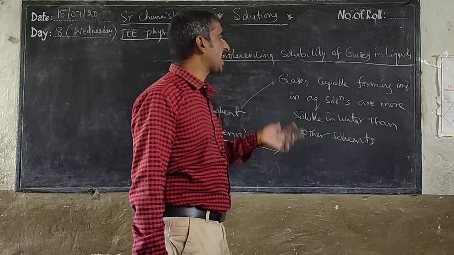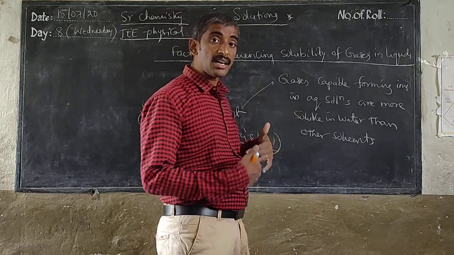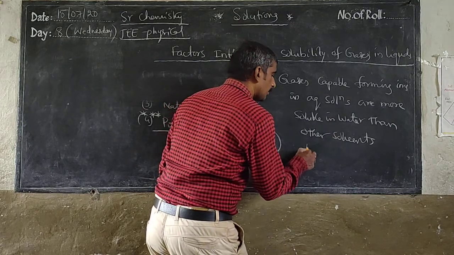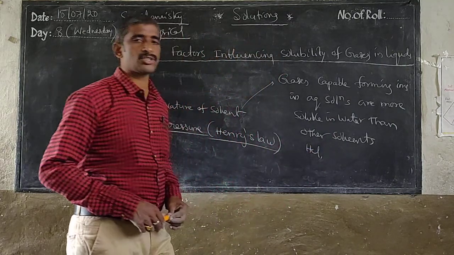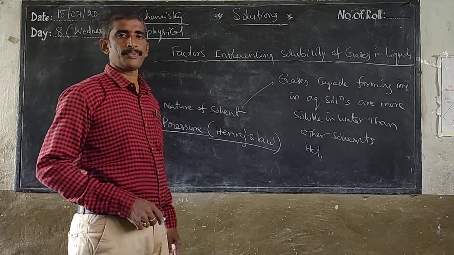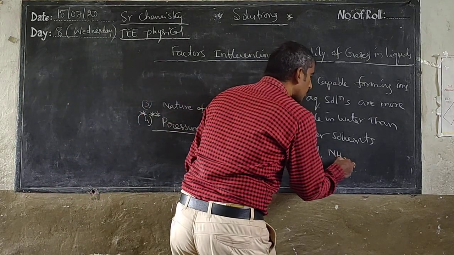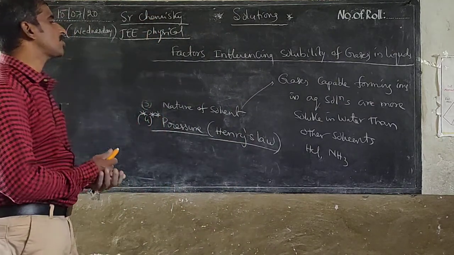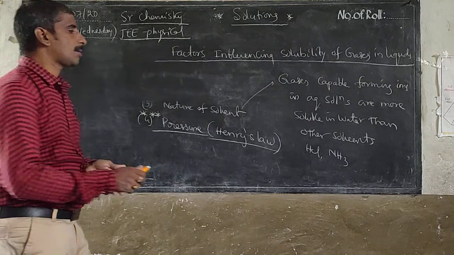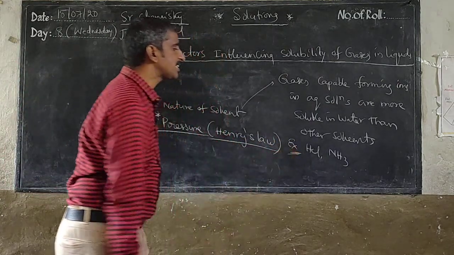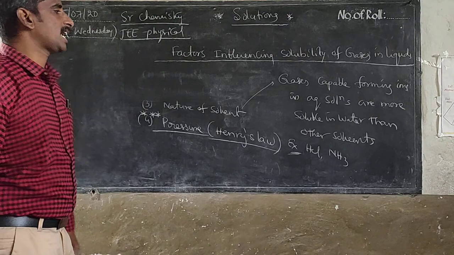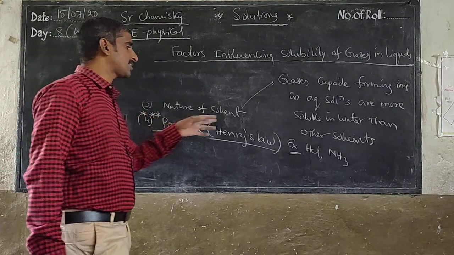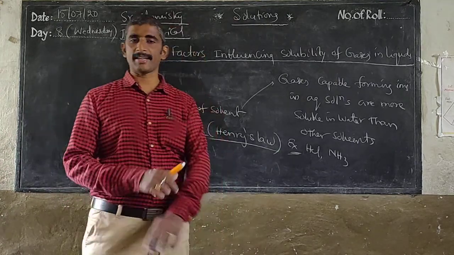So, which gases form ions in aqueous solution? These gases are more easily soluble in water than in other solvents. For example, HCl, hydrogen chloride, and NH3 are easily soluble in water. So gases forming ions in aqueous solutions are more soluble in water than other solvents. These are the nature of the solvent, one of the factors.